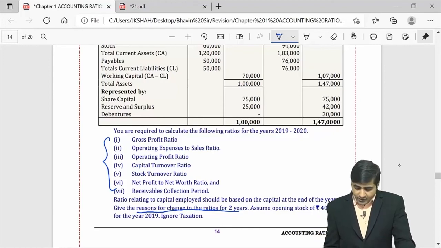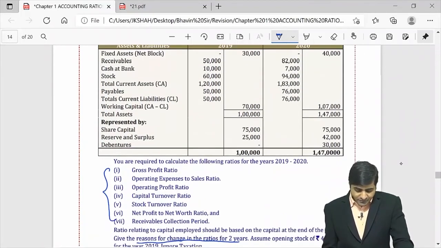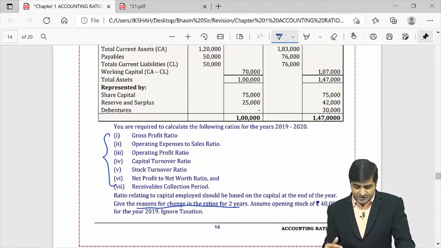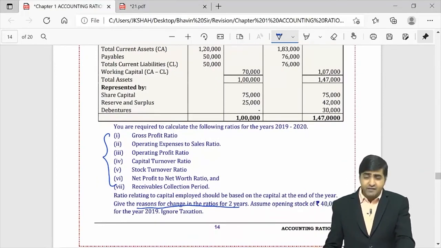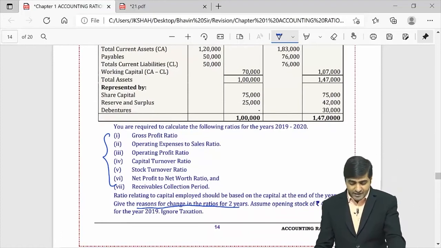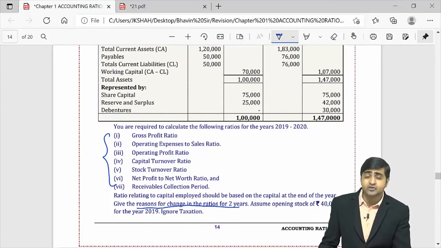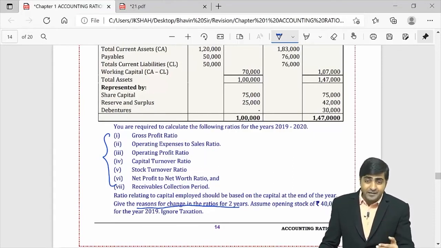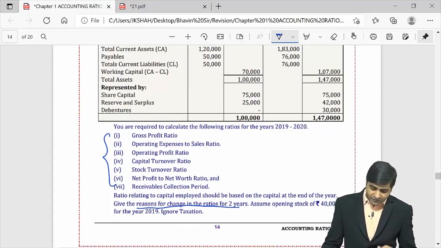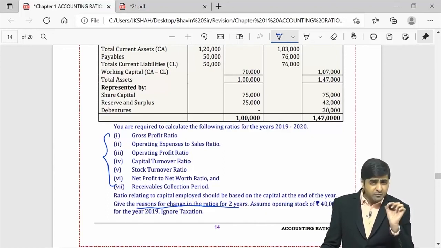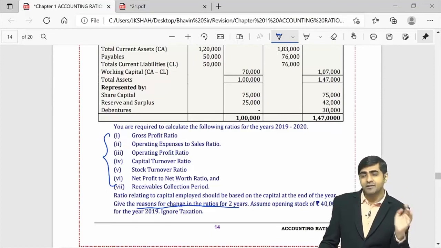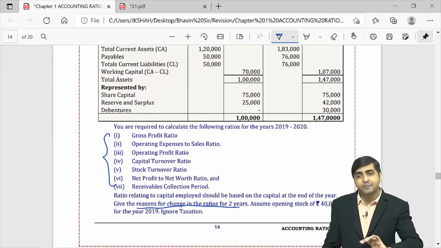Okay guys, in this particular question, some of the ratios are very easy: gross profit ratio, GP upon sales, operating expense to sales. Then we have operating profit ratio, which is EBIT upon sales into 100. Your capital turnover ratio is going to be your sales upon your capital employed. But guys, here you have to remember that in both the years we are going to take closing capital employed only, because your first year opening capital employed is not available. So we'll be dividing the sales by closing capital employed.